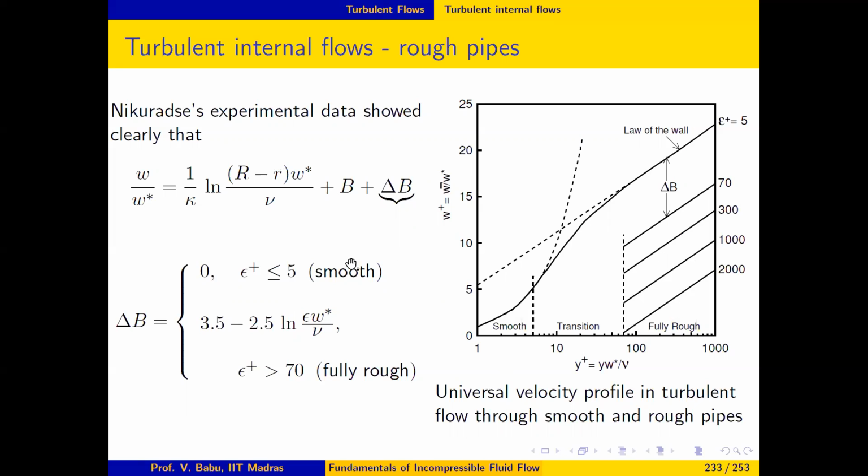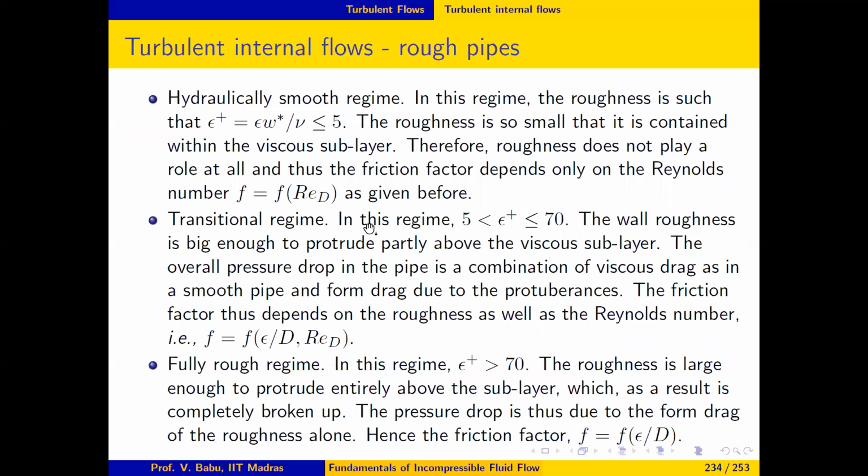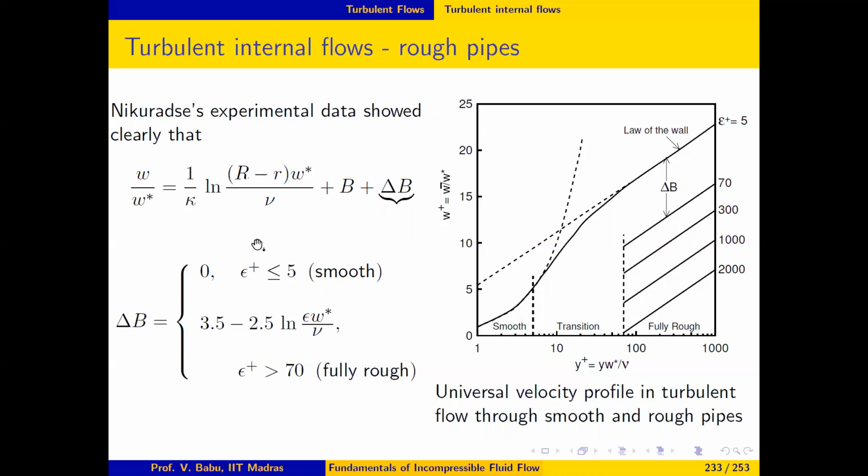Now, in the case of the fully rough situation, knowing this delta B, we can write this velocity profile and then try to get an idea of what it looks like. But before we do that, let us just give a description of these three regions. So we have now seen three regions when roughness is present.